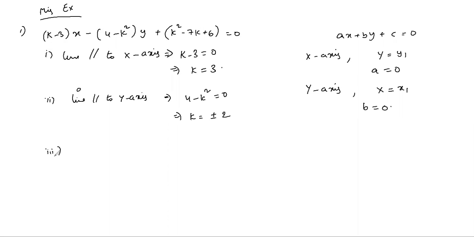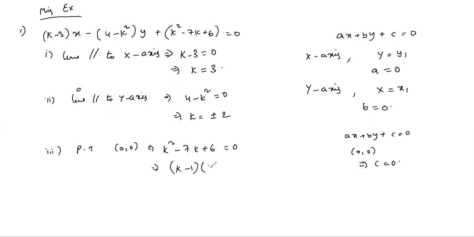Next, the third one. Passing through origin. What is the condition? If a line passes through origin, you have to substitute 0, 0. By substituting 0, 0, the constant equals 0. So the constant k square minus 7k plus 6 equals 0. Factors: k equals 1 or 6. Understand?